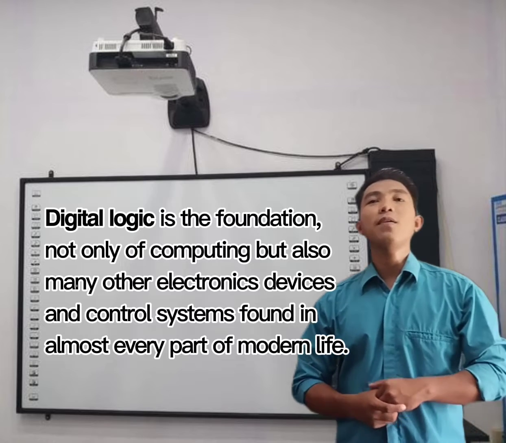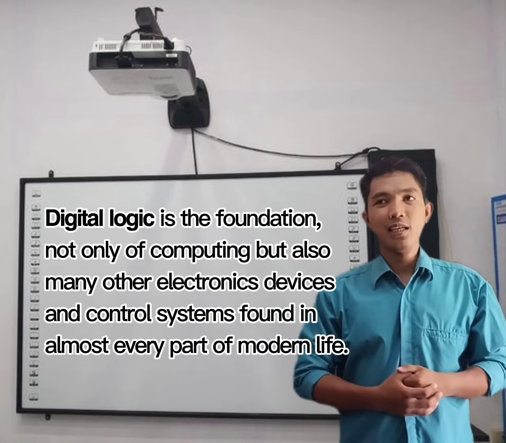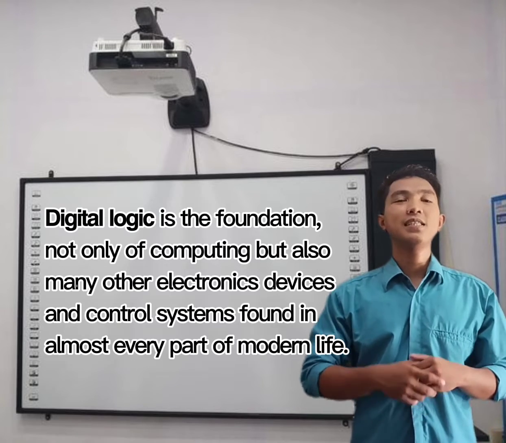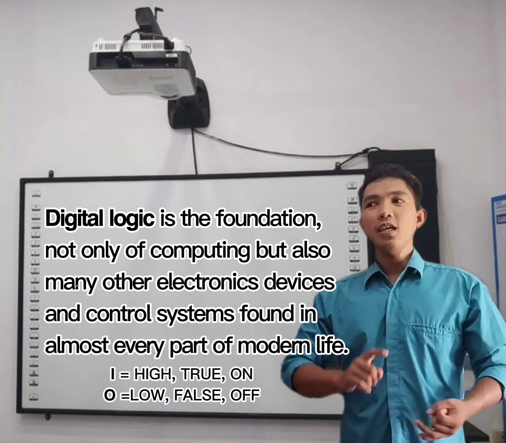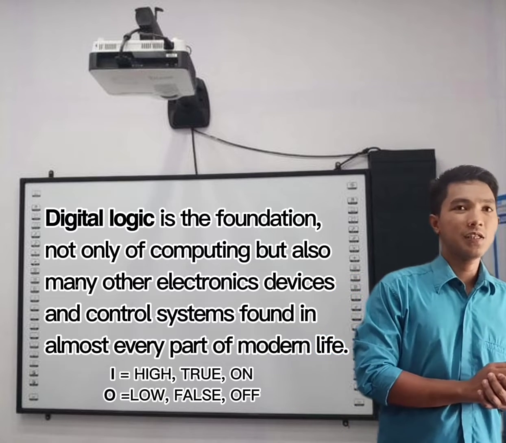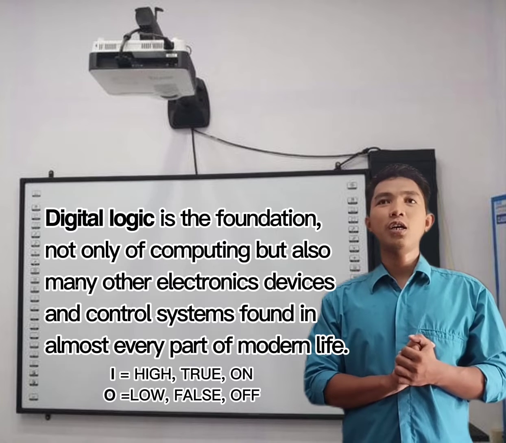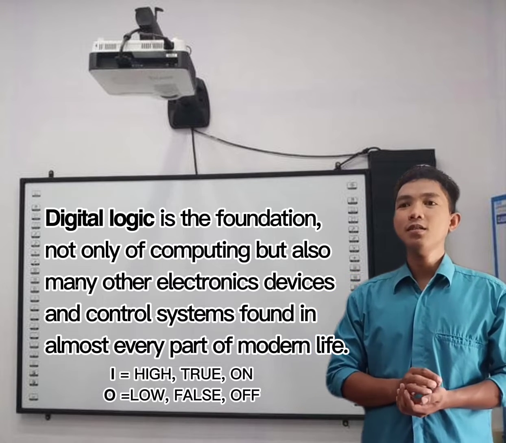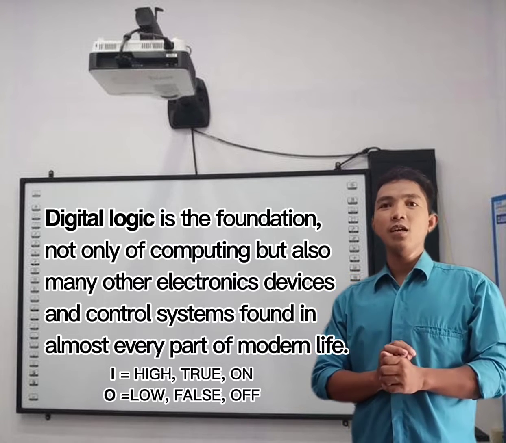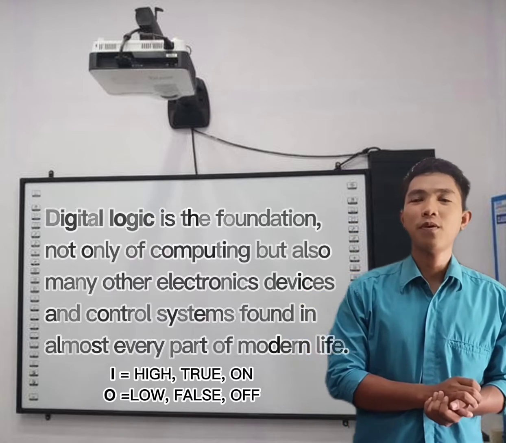In logic gates, we have 2 numbers that we can mostly see. These are the 0 and 1. The 1 is the same as high, true, or on. And the 0 is low, false, or sometimes called off.